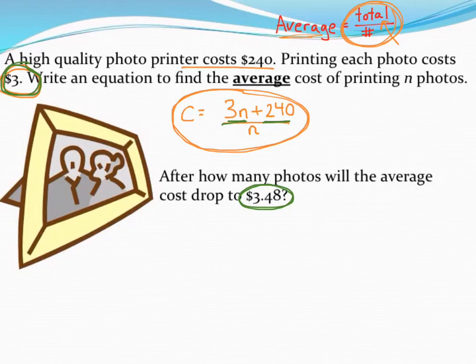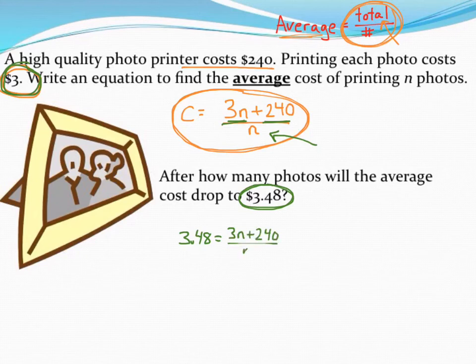But as I print more pictures, the average cost is going to get split up over those photos, and the average cost will drop for each additional picture I print. So anyway, back to answering the question then. I want to get an average cost of $3.48. So I'll plug that in for my cost, and then here's the equation I'll want to solve.